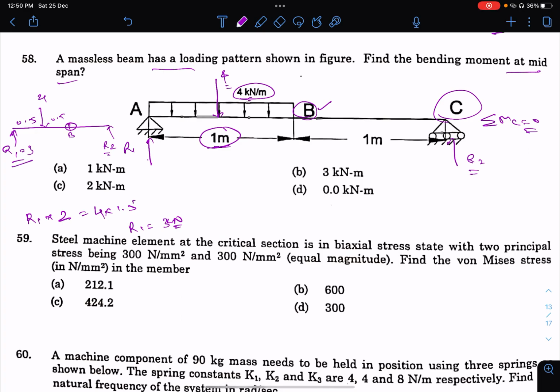So to find out the bending moment, the net bending moment about B is R1 into 1 minus 4 into 0.5. So 3 into 1 minus 2. So it is coming out to be 1 kilonewton.